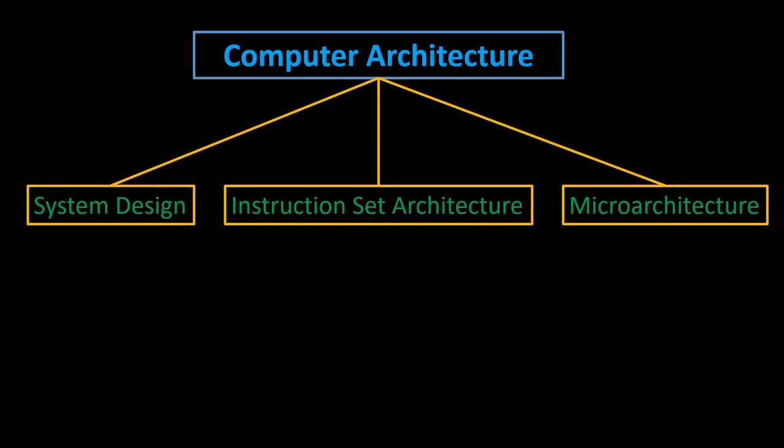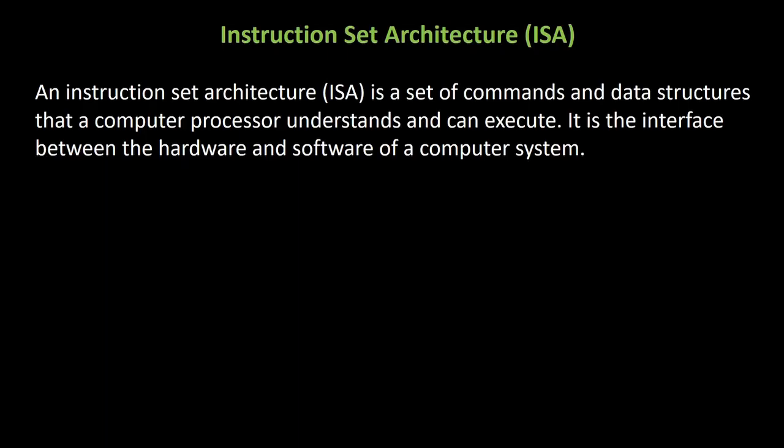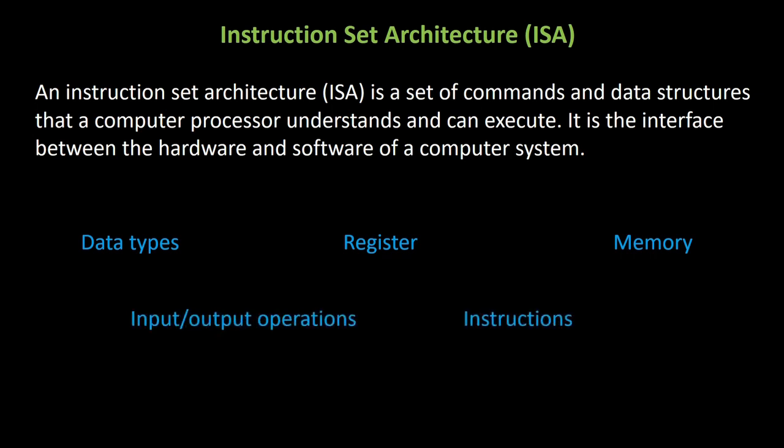Moving on to the second category of computer architecture, we have instruction set architecture, or ISA. ISA revolves around the CPU and encompasses its capabilities and functions. It defines various aspects, including data types, processor register types, memory, input, output operations, and instructions that computer programmers utilize.